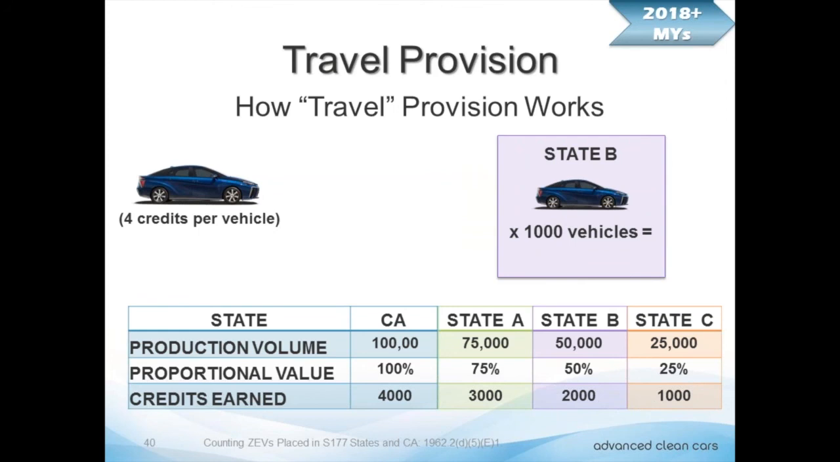Only credits that have been earned on fuel cell electric vehicles will be allowed to travel from model year 2018 and beyond, and credits earned from BEVs will no longer be allowed to travel model year 2018 and beyond. But it is a model year specific provision as opposed to a calendar year provision. Yes, correct. We can verify that. We'll get back on that, but that's my perception.